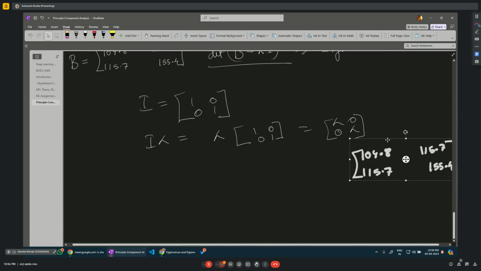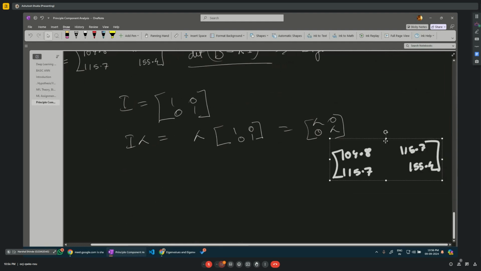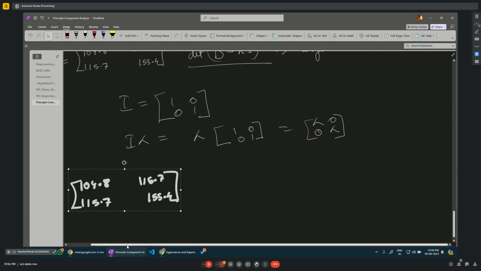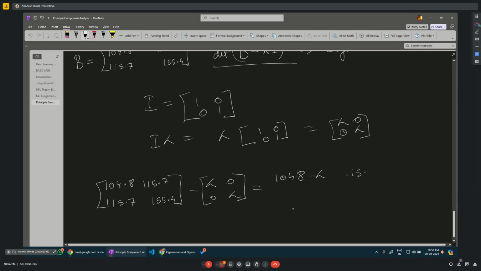I can paste it again. Let me move this closer to that. Yeah, and that would be minus I lambda, which is this matrix, lambda 0 0 lambda. So that equals 104.8 minus lambda, 115.7, 115.7, 155.4 minus lambda. This is the new matrix, and we have to find the determinant of that.